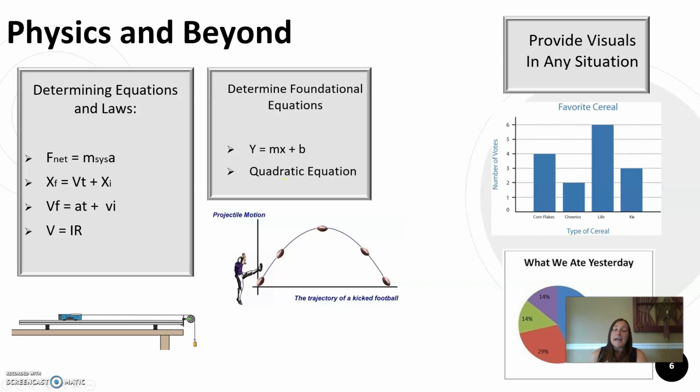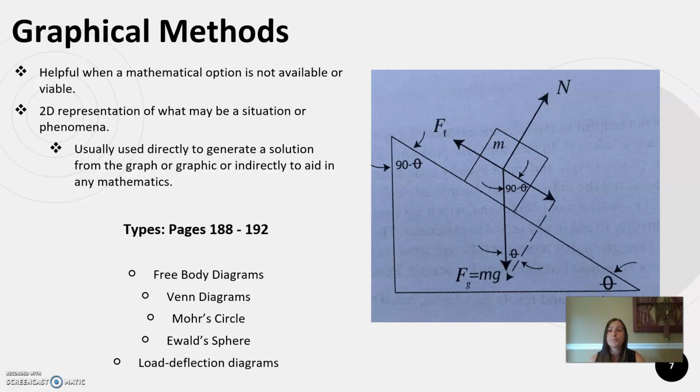Now, if you're looking at something that maybe you don't want to be purely quantitative, where you're not really looking for an equation, this is really just good to provide visuals in any situation. So if you're looking at your content, maybe a bar graph is going to be more helpful. Maybe a pie chart is going to be more helpful, especially considering that you can color code, which, depending on what you teach, may be very helpful.